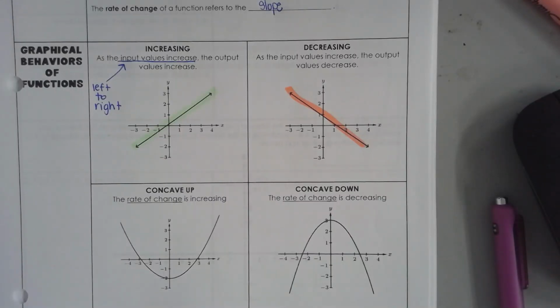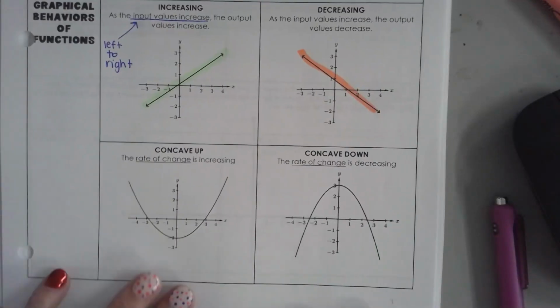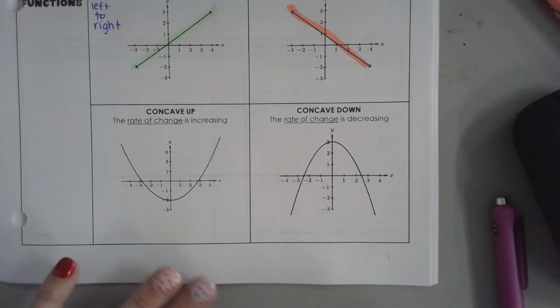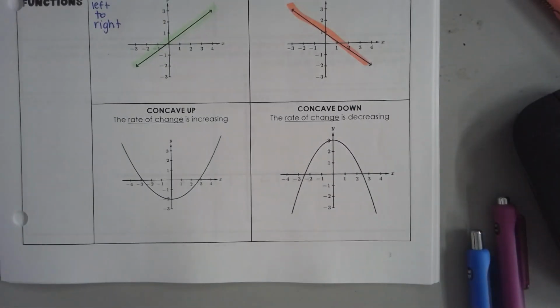Now we also talk about graphs being concave up or concave down. Do you remember the fun saying we had last year? Concave up like a cup. Concave down like a crown. There you go. So concave up is when, I mean, you can visually see when it's concave up. That's easier, I think. But the definition is what makes it harder. So concave up is when the rate of change, what's another word for the rate of change? The slope is increasing.